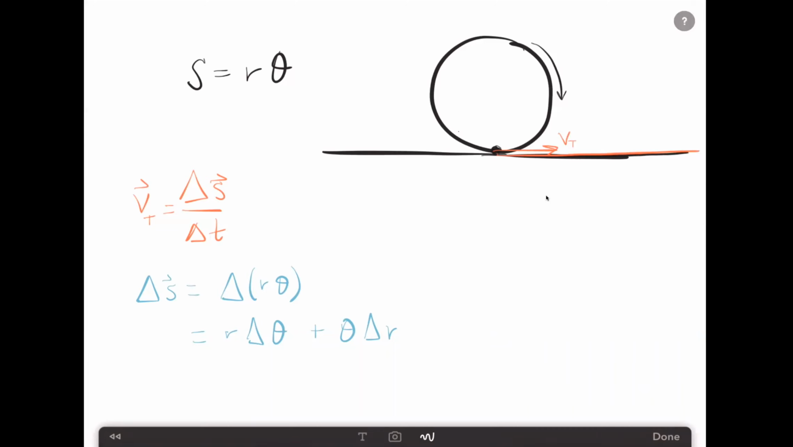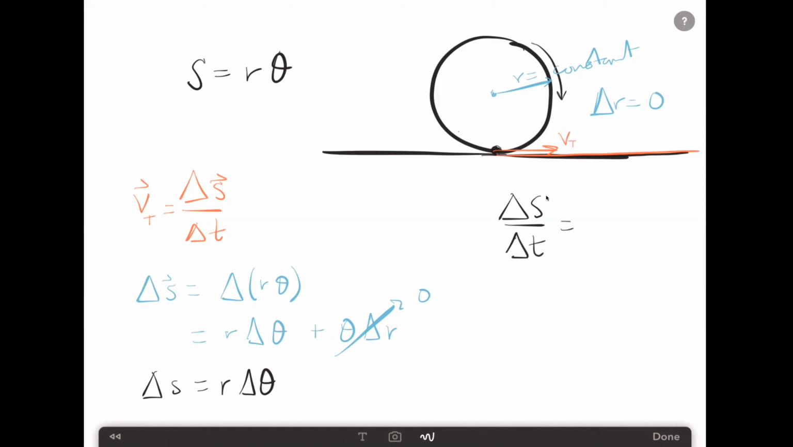So in this particular case, our variables are R and theta. In this case, we don't want R to change. What is R? This is R. We want R to remain constant. If it remains constant, delta R is going to be 0. So that means that this piece goes away. So now we have our delta S equals R delta theta. If we put delta S over time, and we know that this is just the tangential velocity, we're going to end up with R delta theta over time.